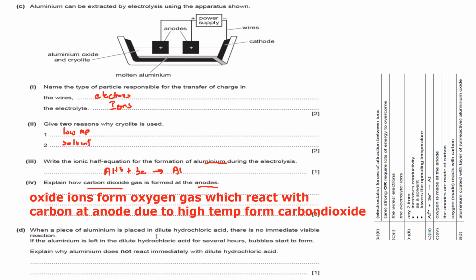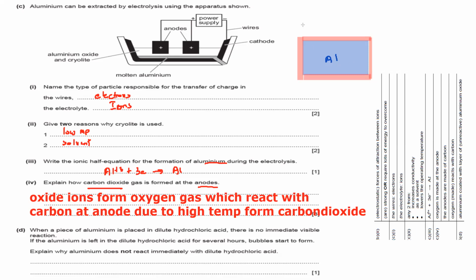Then, when a piece of aluminium is placed in hydrochloric acid, there is no immediate reaction. Why does aluminium not react instantly? Because this happens for some metals. Some metals do not react with acid instantly, the same thing for magnesium as well. What is the reason for that? When aluminium is surrounded by air, it reacts with oxygen in the air, and the top layer of aluminium becomes aluminium oxide. It's not that all of it is aluminium oxide, only the surface layer turns into aluminium oxide.